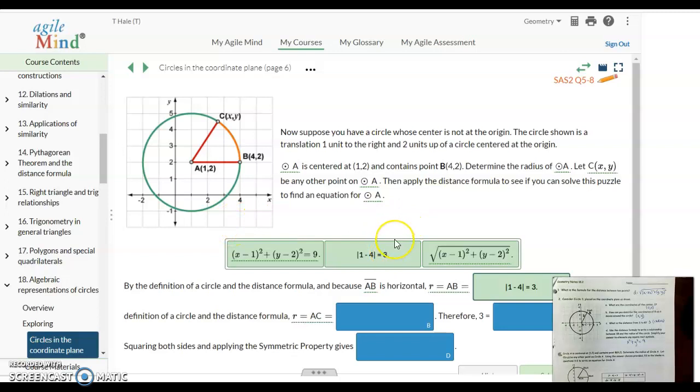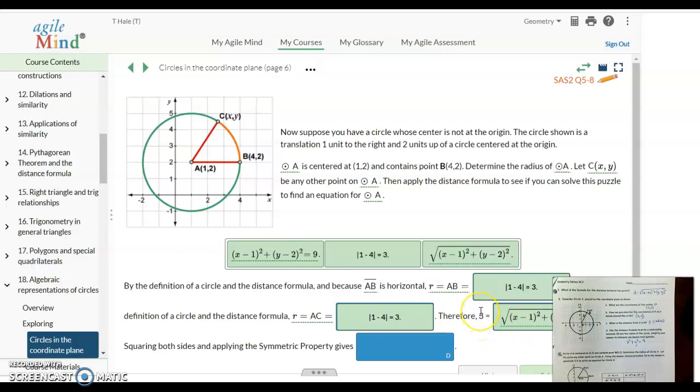It says, by the definition of a circle and the distance formula, we know the radius is also AC, right? So that radius is going to be the same as you go around the circle. So we know this is also going to be 3 as well. So we can set 3 equal to the distance from point A to C. So we're going to put these coordinates in the distance formula. The one that shows that correctly is this option right here. It's the square root of the change in x, that's x minus 1 squared, plus the change in y, that's y minus 2 squared. So squaring both sides of the equation will get rid of that square root.